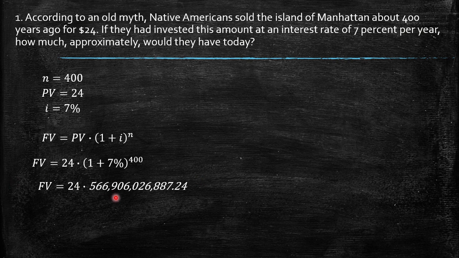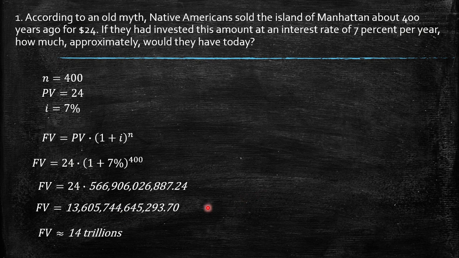How come? Since we are talking about 400 years and we are talking about 7%, naturally the factor that you are going to multiply this present value by is going to be huge. Then, making this multiplication, we have this one. Remember that when we have 9 zeros, it should be a billion. Then here we're talking about 12. So we are talking about approximately 14 trillion dollars.